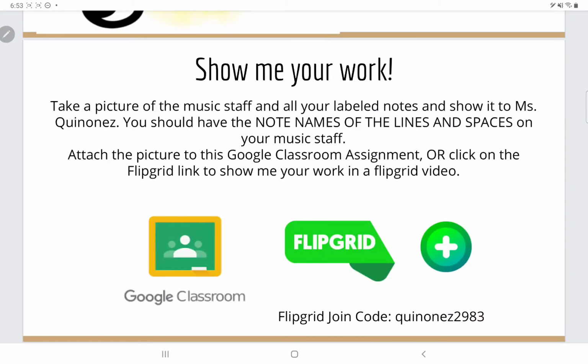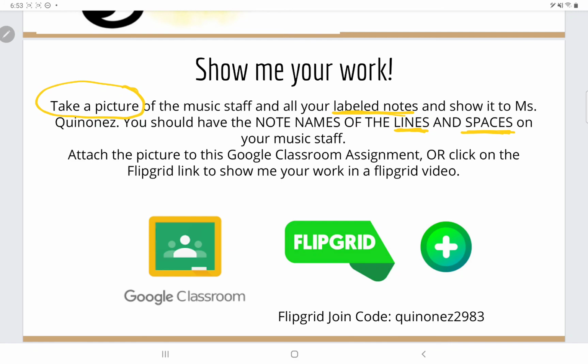This is it for all of our notes today, scholars. So what I need you to do now is show me your notes, show me your work. What we're going to do is take a picture of the music staffs. If you made more than one, or all the ones that you made today, take a picture of your notes and music staff that you made. Make sure that all of your notes are labeled. That means that they each have the names inside them, the little letters. Also make sure that you have them for the lines and the spaces. Don't leave any out.